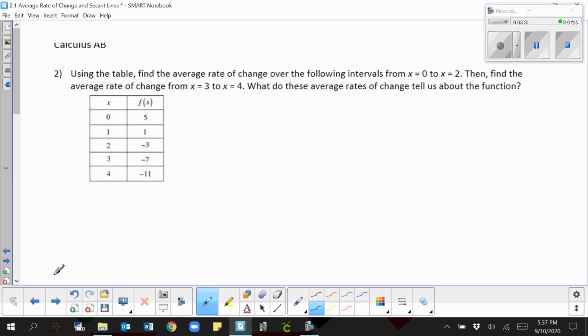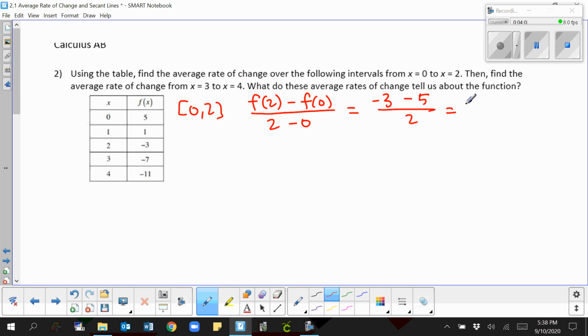All right, let's look at number 2, where it's talking about a table. Using the table, we're going to find the average rate of change from 0 to 2, and then our average rate of change from 3 to 4. My first interval is from 0 to 2, so I'm looking at f of 2 minus f of 0 over 2 minus 0. Well, f of 2 is -3 minus f of 0, which is 5, over 2. So -8 over 2, which gives me a -4.